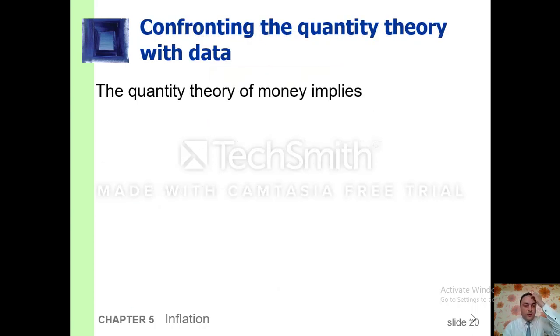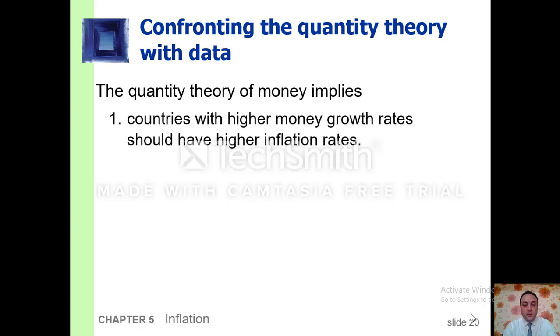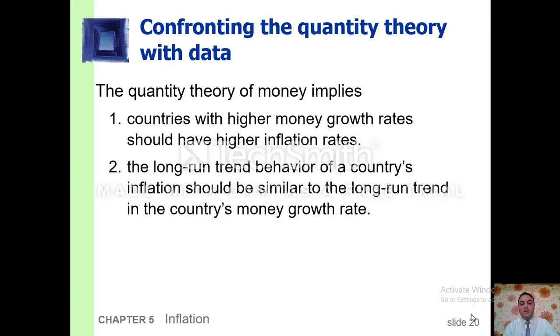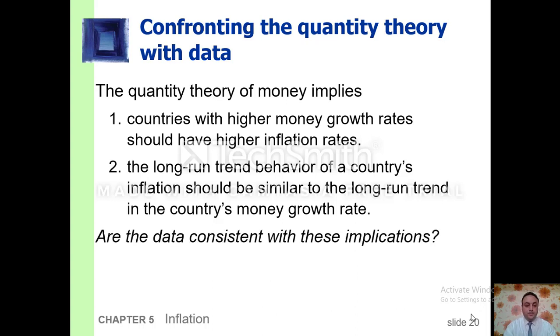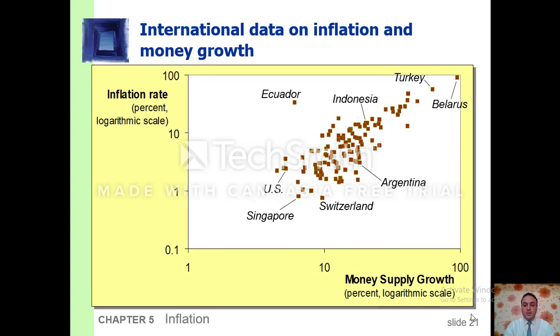We can now confront the quantity theory with the data. The quantity theory of money implies that countries with higher money growth rates should have higher inflation rates. Also, the long-run trend behavior of countries' inflation should be similar to the long-run trend in the countries' money growth rates. Are these data consistent with these implications in real economies? We can see this in reality.